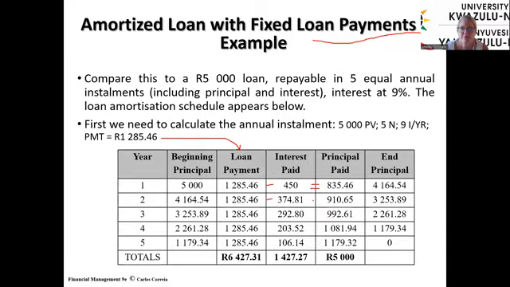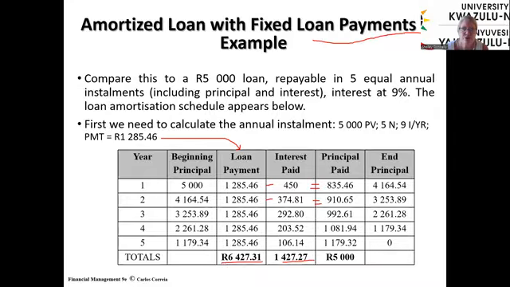Therefore, the difference must be the principal that you've paid, or your capital, and you take that off your opening principal to get your closing principal, and so on. And in that way, by the end, you've paid off the loan. You've paid back your principal in total of 5,000. The interest that you've paid in total is 1,427, and your total payments on the loan are 6,427.31.